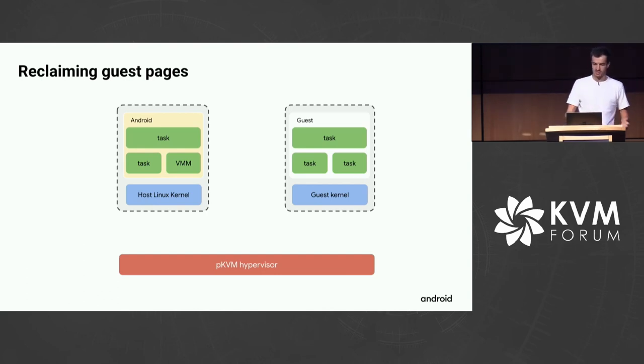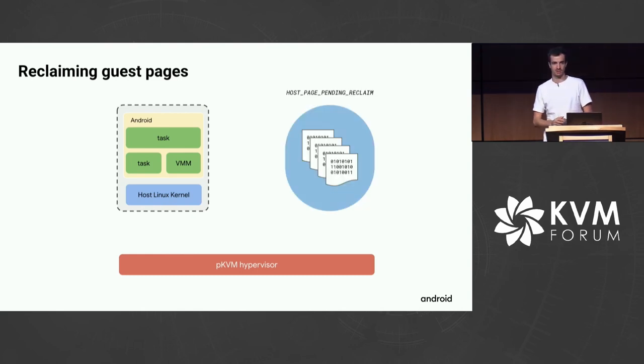So assuming that we have a system like this, where we have Android as our host, I'm using Android as an example here, but the host OS is on the left-hand side and the guest on the right, and then our host tries to tear down the guest. What will happen is the guest will notionally disappear, but we will put the pages into a state which is host page pending reclaim.